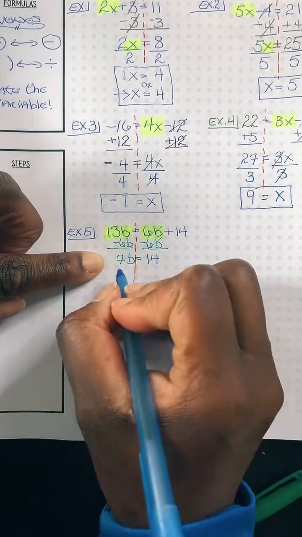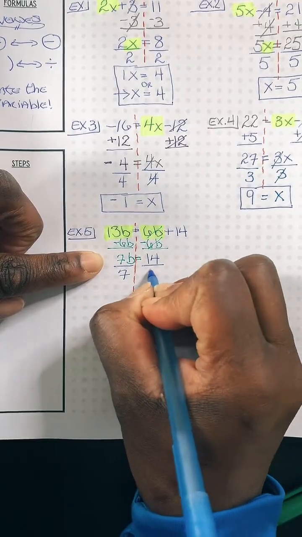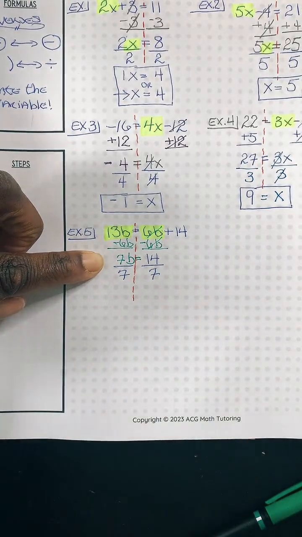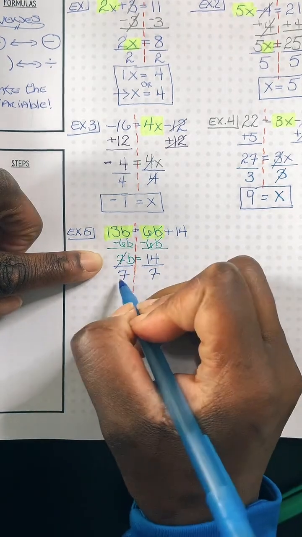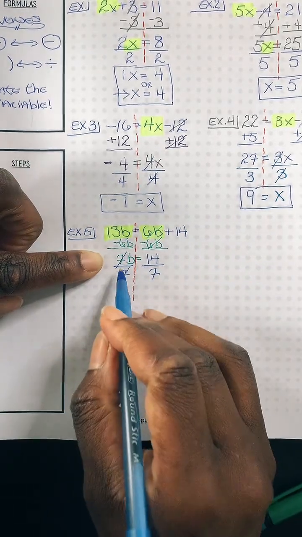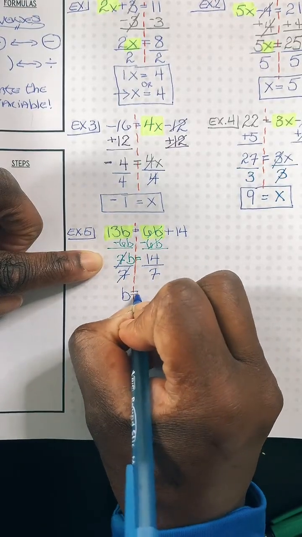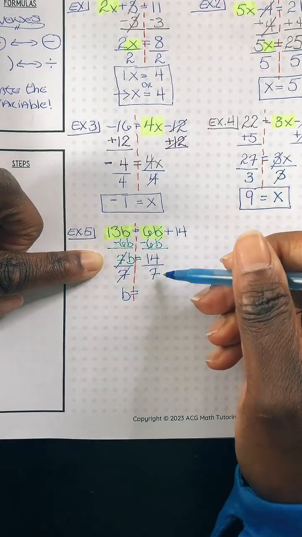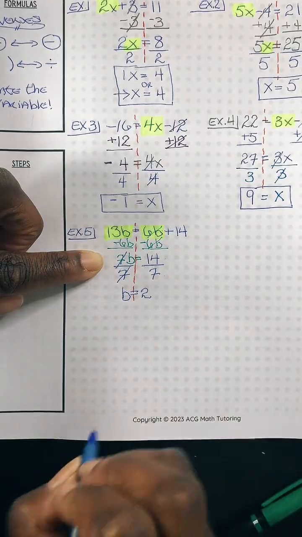Now you've got to divide them out of your life because you're like, look, I need my peace. I can't do this. So you divide them out of your life. So 7 divided by 7 gives me 1, or just b. Now 14 divided by 7, that gives me 2.